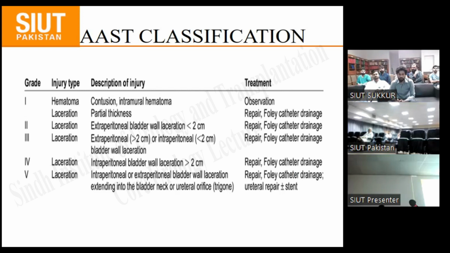Grade 5 includes complex injuries that can be intraperitoneal or extraperitoneal, that include the bladder neck, or may include the ureteral orifices. The grade 4 and 5 injuries always require surgical repair. However, there can be conservative management of grade 1 to 2. We'll be discussing this in the management portion.